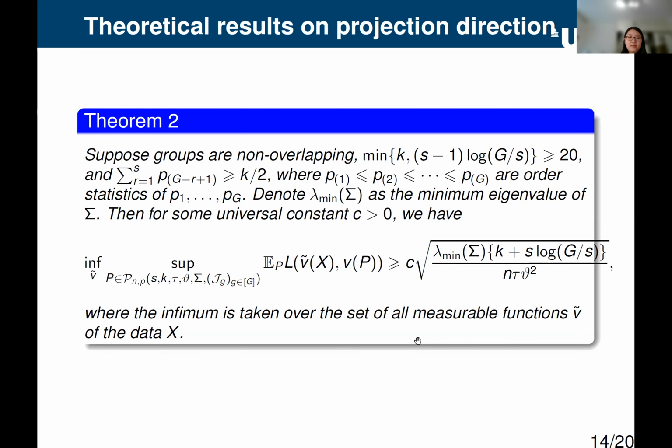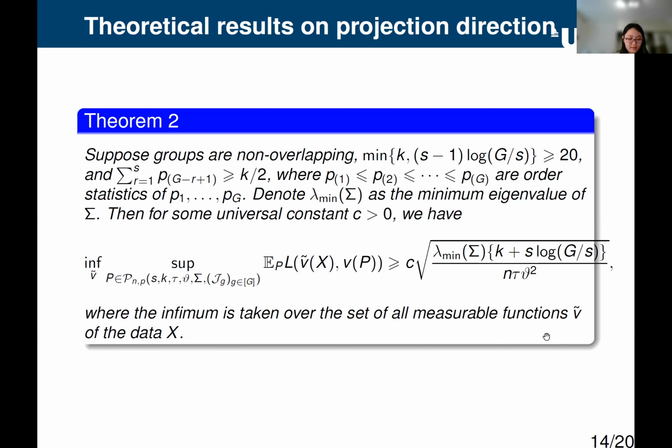And then we look at the lower bound result for the loss of the projection direction. Suppose that the groups are not overlapping, and these conditions hold. We denote the order statistics of P1 up to PG, and we denote this as the minimum value of sigma. Then for some universal constant C, this lower bound is satisfied, and the infimum is taken over the set of all measurable functions V hat of the data X.